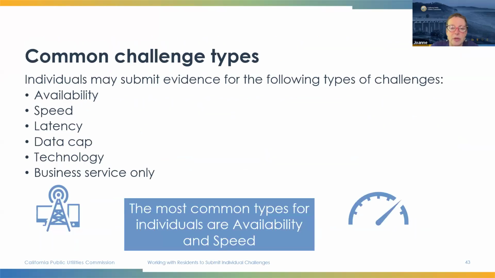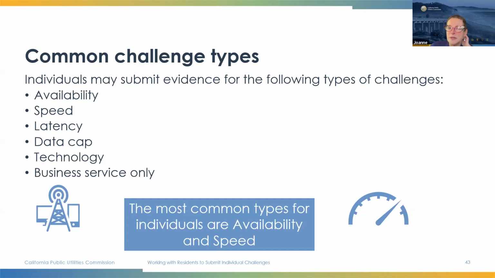Individual members of the public will be able to submit evidence for challenges under the provider service level type. These include availability, speed, latency, data cap, technology, and business service only that we talked about just a few minutes ago. With respect to individuals, the most common types of challenges are generally availability and speed. And the toolkit that the CPUC will shortly publish will explain these explicitly and detail the types of evidence that are acceptable.